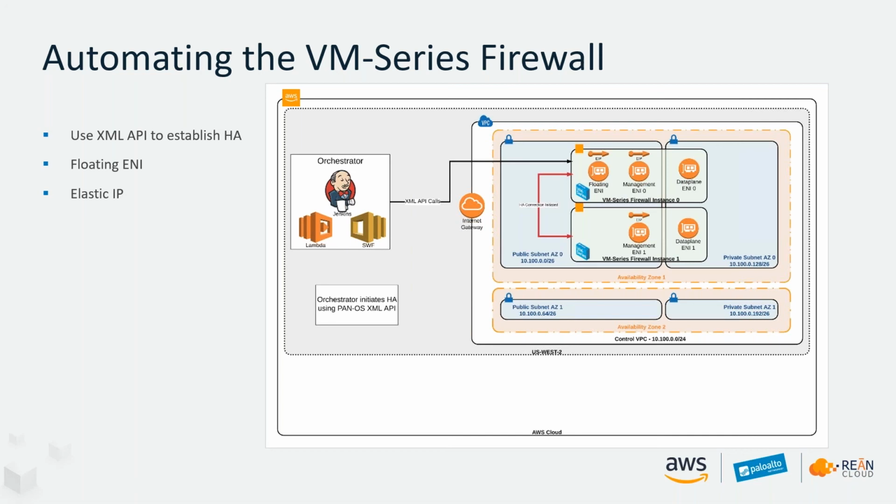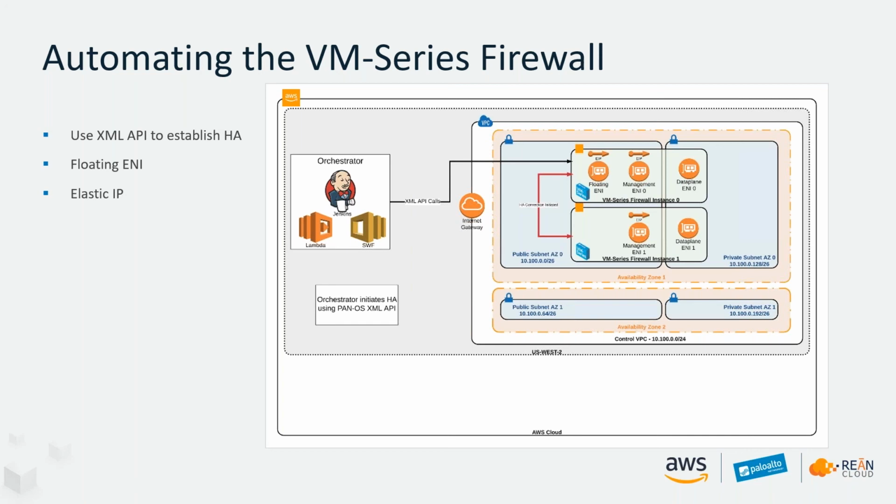As I mentioned, with the bootstrap, we were able to put some of the foundation components in place that we needed to take advantage of it. But in order to actually configure it, we leveraged the XML API that Matt talked about a few minutes ago, and with Jenkins, used that interface to go in and configure the VM series to allow it to do the HA that was required. That's really a powerful feature to take advantage of if folks aren't familiar with it.